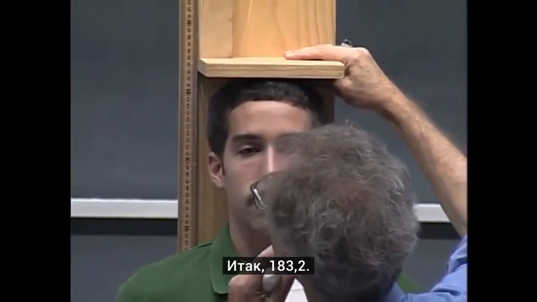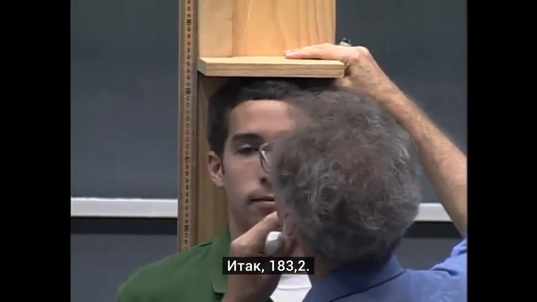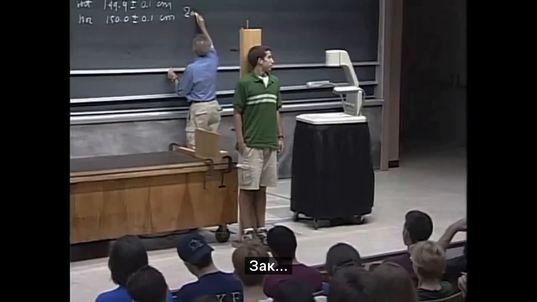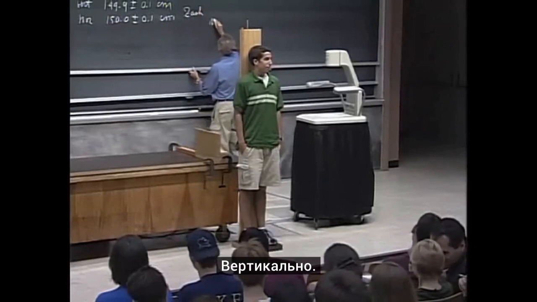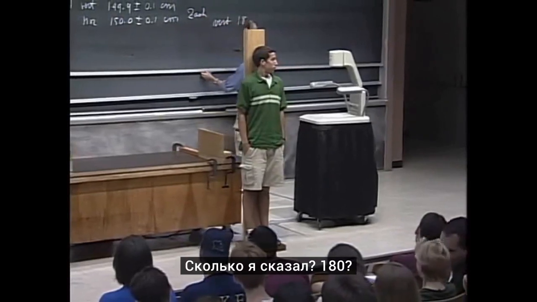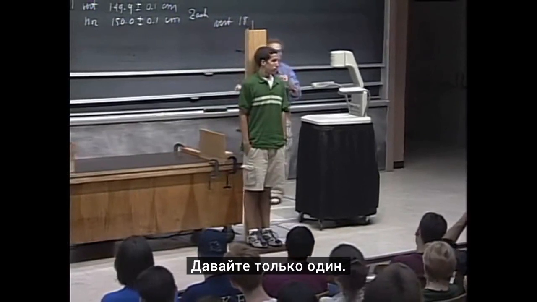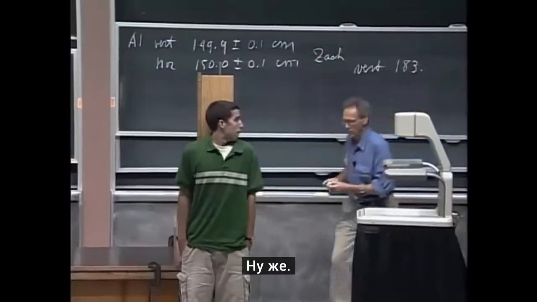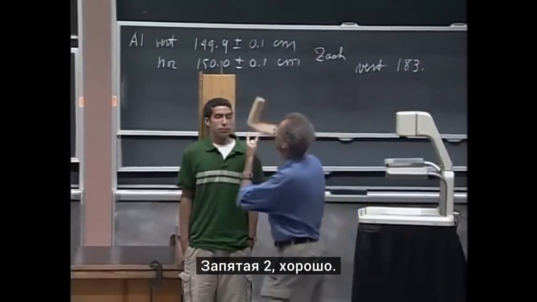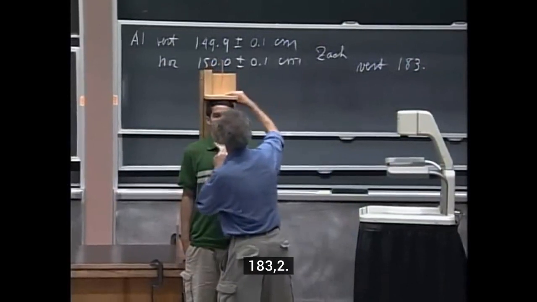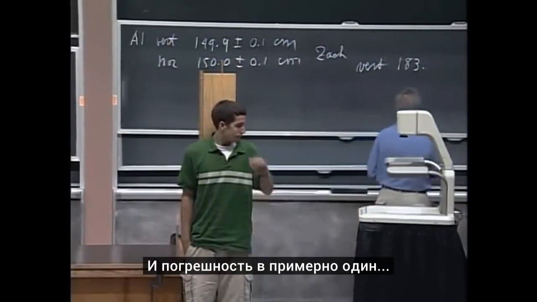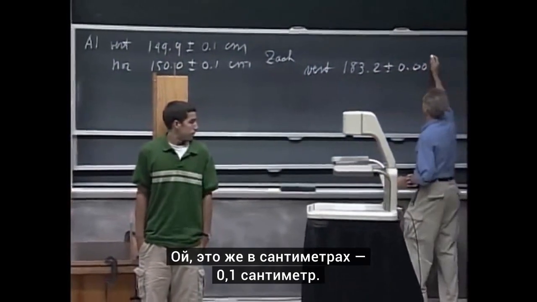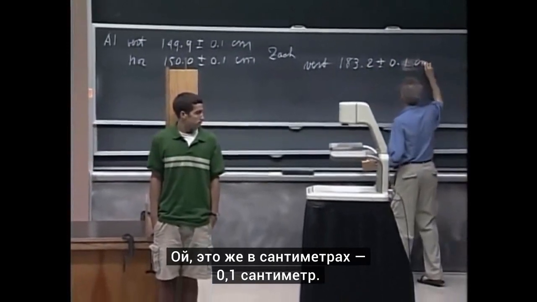Okay, 183.2. Stay there, don't move. This is vertical. What did I say, 180? Only one person. 183.2, yeah. And an uncertainty of about 0.1 centimeters.